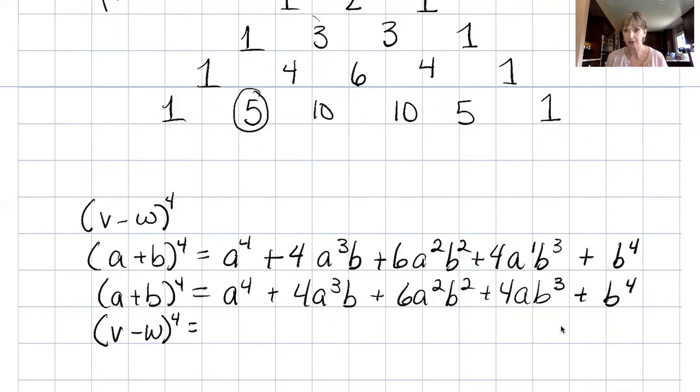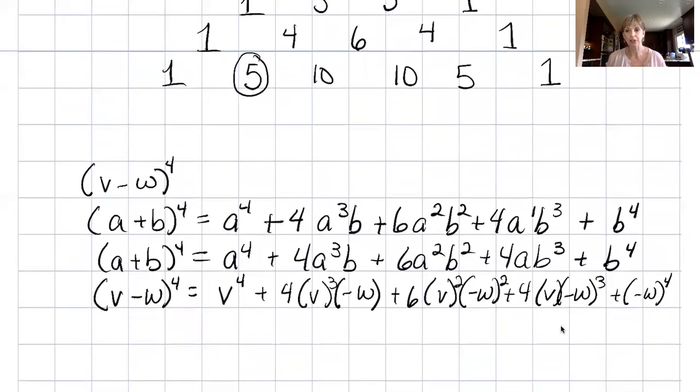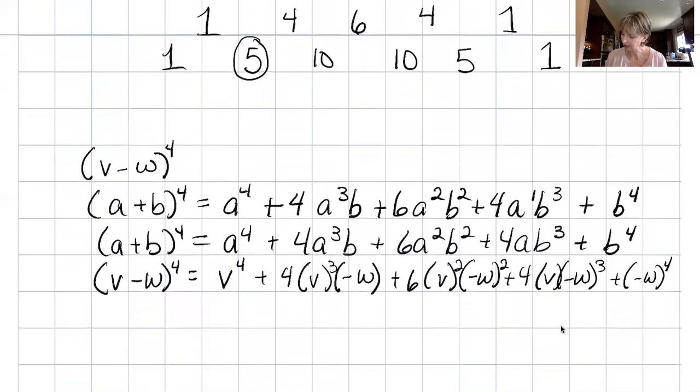So I'm going to now substitute in there. For my a, I want a v, so everywhere I see an a, I'm putting a v. And my b is negative w. So I'm just going to go through, do some substituting for a and b, and then just simplify.